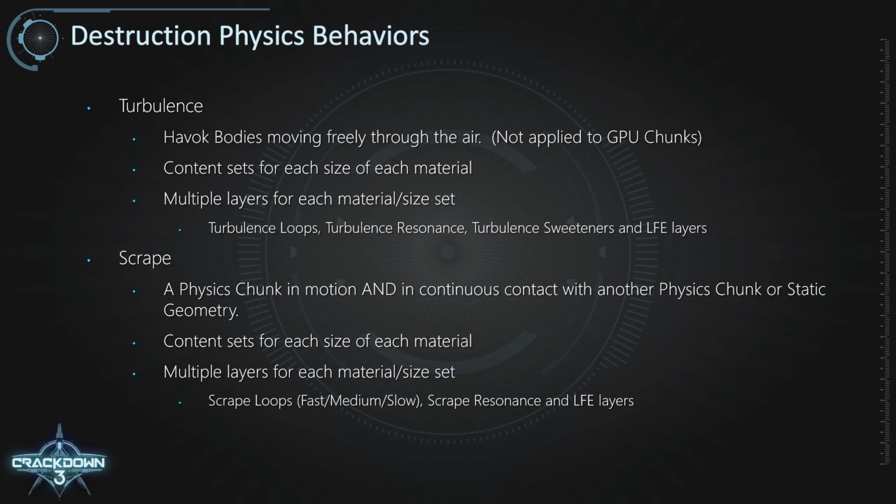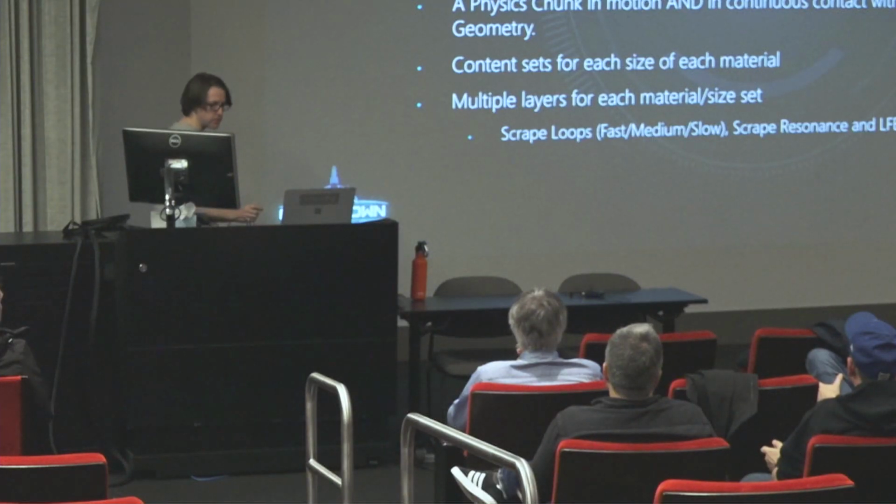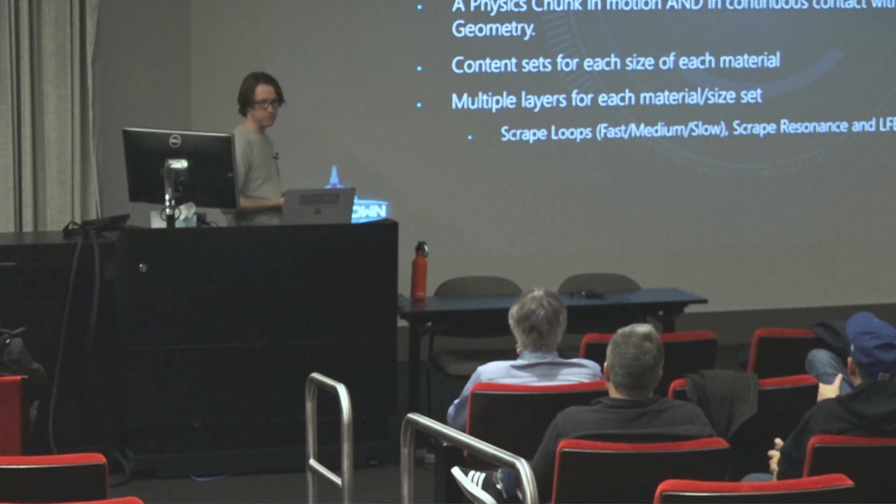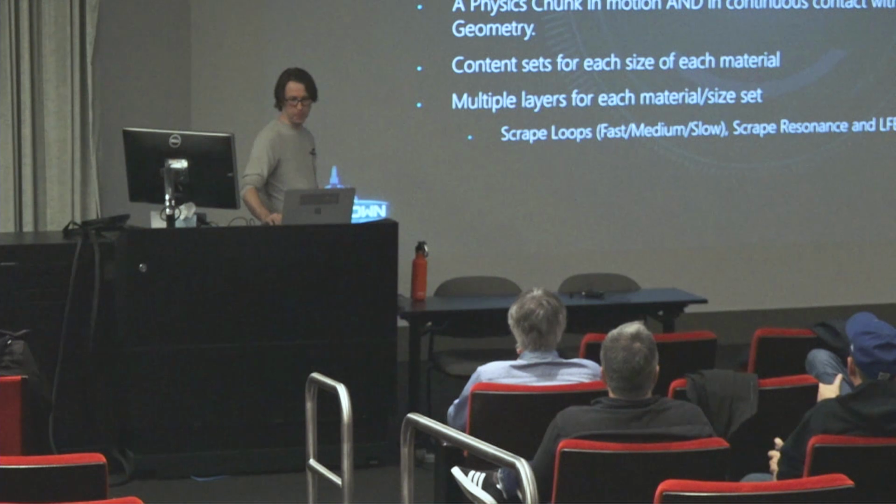Scrape is very similar to turbulence, but obviously it requires the object to be in contact with another object or static geometry in order to play that sound. The main difference between those two is actually, rather than a sound seed patch for our turbulence, our scrape loop is a blend container with 3 different speeds of scrape loops. And that's driven by the relative scrape speed RTPC.